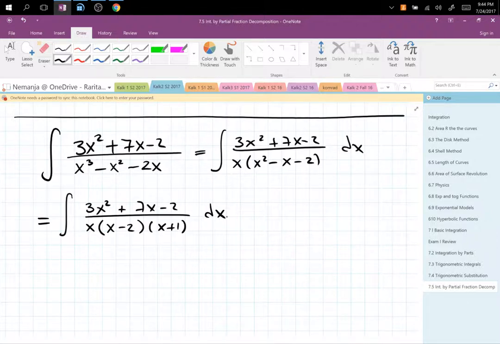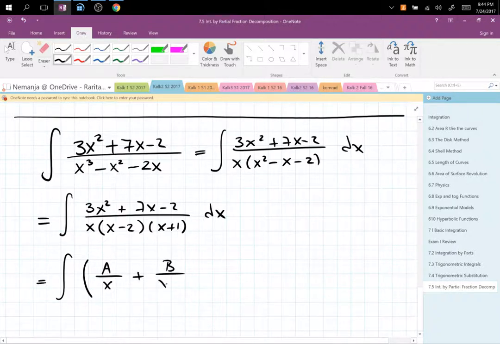So A, B, C. Each one gets one. X is also linear. It's like x plus 0. Think of it that way, all right? So the single x gets its own A, x minus 2 gets B, x plus 1 gets C, and then from there, 30 minutes of algebra. Let's go. So the setup is the integral of A over x plus B over x minus 2 plus C over x plus 1 dx. Great.